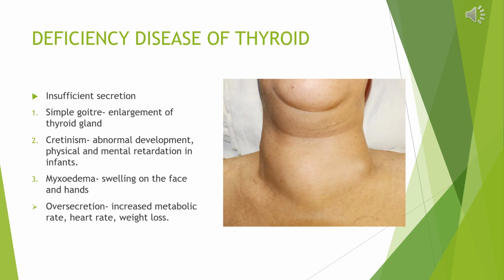Now, if the hormone is secreted more than the particular level, it is called oversecretion or hypersecretion. That can also lead to some diseased condition, like the oversecretion of thyroxine leads to increased metabolic rate, heart rate, increased weight loss, etc.